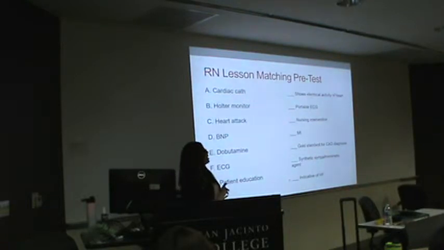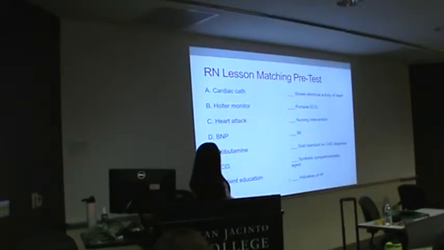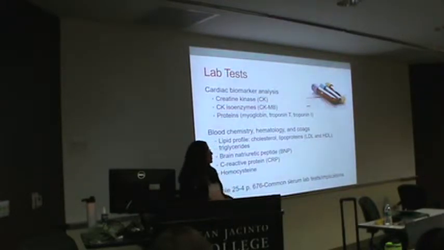a matching game here. So for cardiac cath, what would y'all choose over here on this side? Okay, what about Holter monitor? Heart attack? BNP? Indication of HL. Indication is okay. And dobutamine? ECG? Shows electrical activity of the heart. And G? Okay, so we're going to go through the presentation, and at the end we'll review those again.